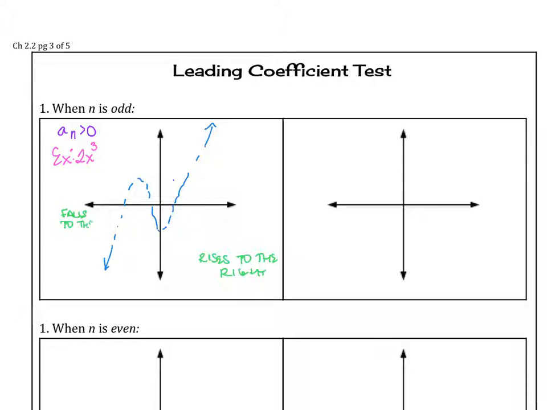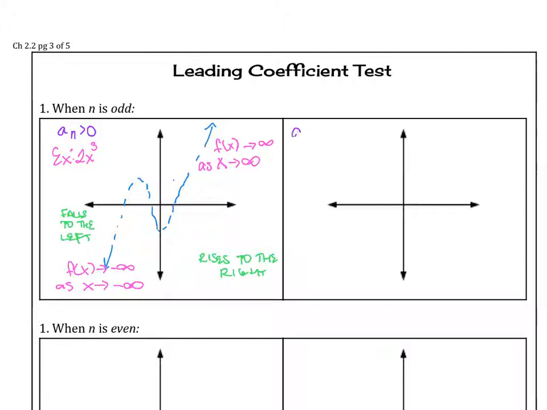And actually, we read it from left to right. So we would say it falls to the left and it rises to the right. More specifically, we can say that f of x approaches infinity as x approaches infinity. Then on the left side, we can say f of x approaches negative infinity as x approaches negative infinity.